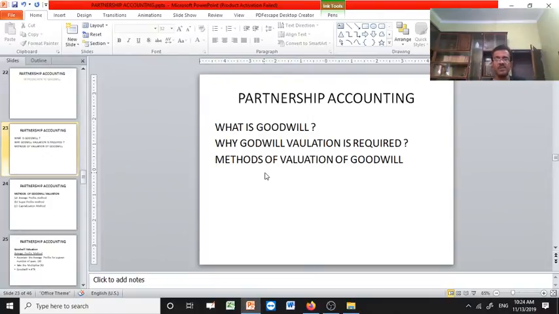Cadbury's India Limited did not become Cadbury's India Limited in one day. It took years for them to establish that brand. So this is goodwill. This goodwill can be valued. You can find out the value of this, and there are certain methods for that.